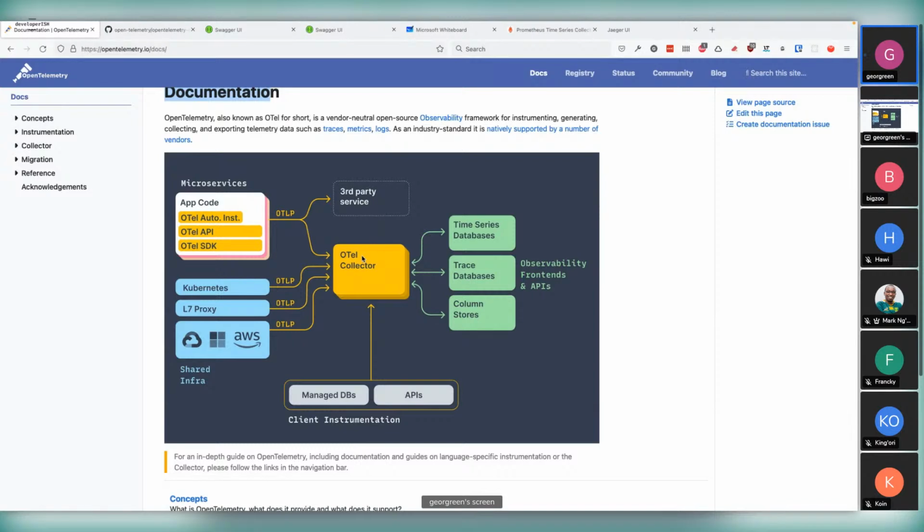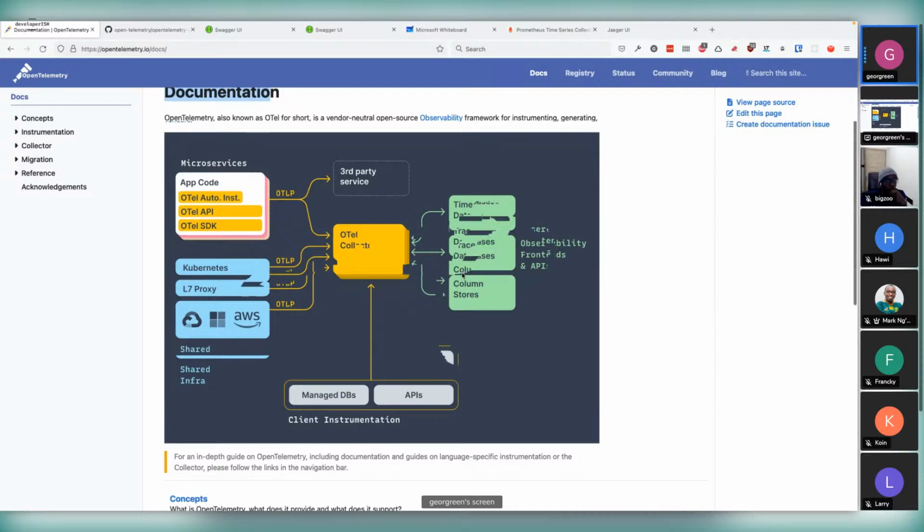And also you can see that the OTel collector can receive telemetry from APIs, managed DBs. So this means your entire infrastructure can just send telemetry to this, and you can view it in one single point. So if you're running on Kubernetes, you can see all your CPU usage and all that just in one place.